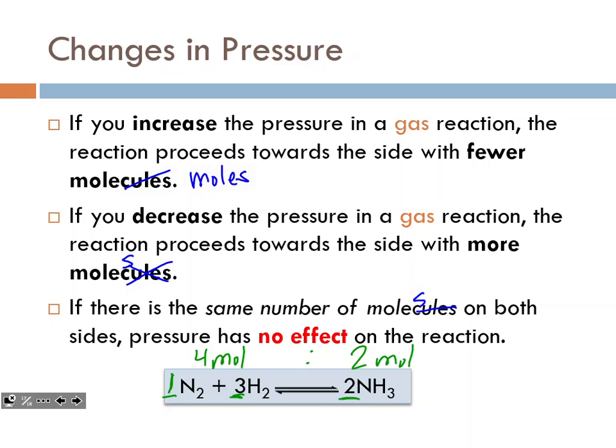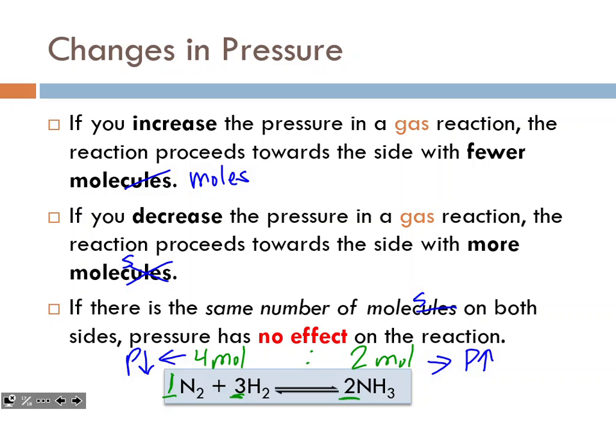So if I increase the pressure, it's going to shift to the side with fewer moles. In that case, it's going to go towards the ammonia side with less moles. If I decrease the pressure, it's going to go to the other side. So this is for a pressure increase. For a pressure decrease, it's going to go towards the side with more moles.